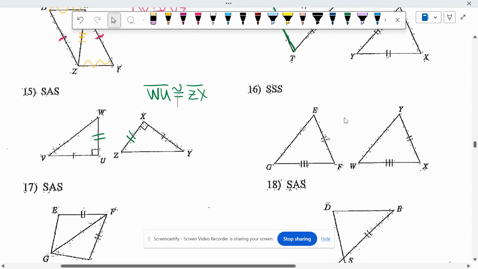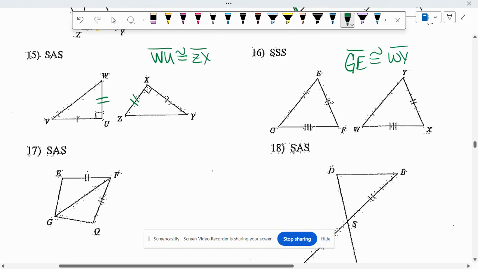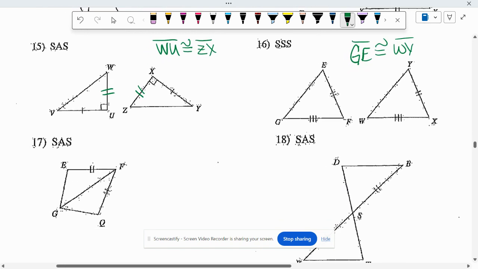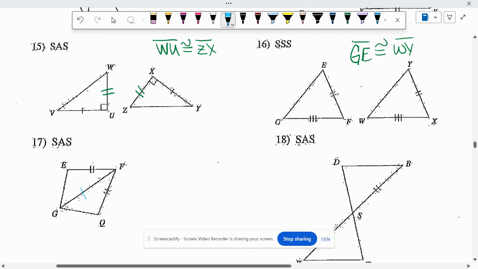Side. What am I missing? Perfect. Because side angle side, what are we missing? This side is congruent to itself. So we're missing this angle and this angle. Do you guys see that?